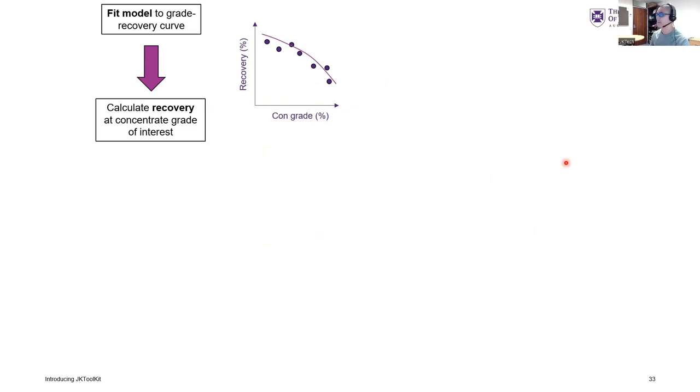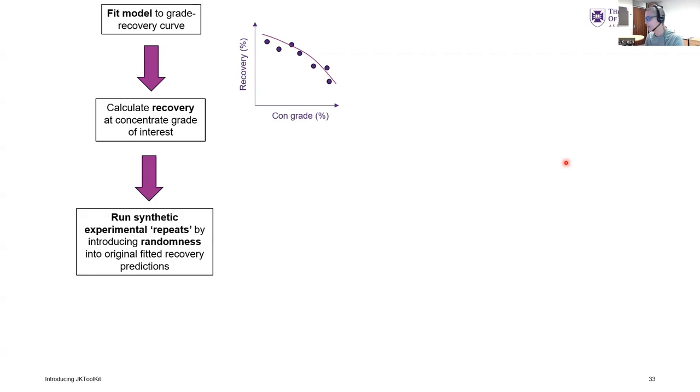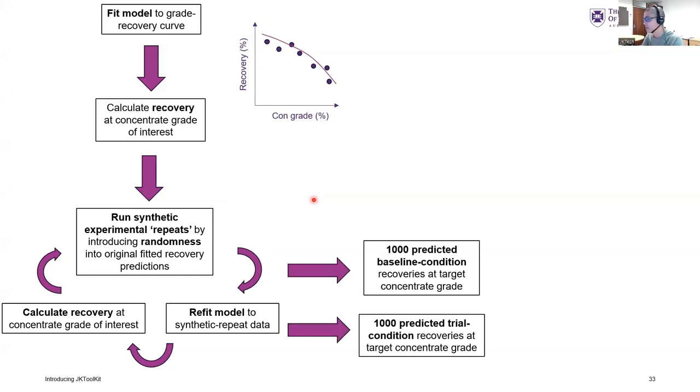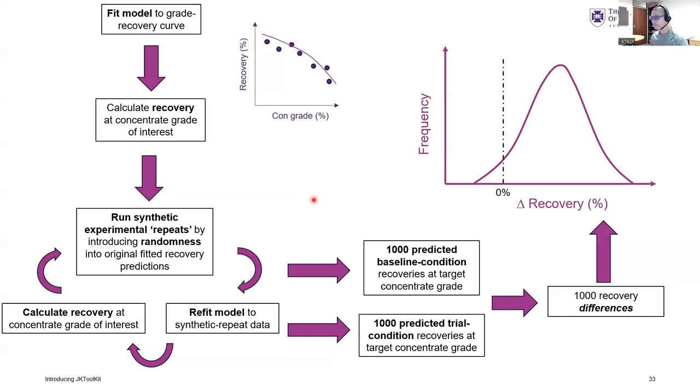So in practice, in the lab, every time you repeat a test, you probably won't get the same results as last time, but you'll probably get some slightly different curves due to experimental error. The tool simulates this effect by introducing artificial noise into the experimental data set, this noise being controlled by the standard errors of the baseline fits in this very first step. Models are fitted to these synthetic data sets. Recovery predictions are made at the target concentrate grade of interest, and this process iterates and repeats 1,000 times each for the two data sets so that 1,000 differences between baseline and trial recoveries can be obtained, interrogated statistically, and then plotted.